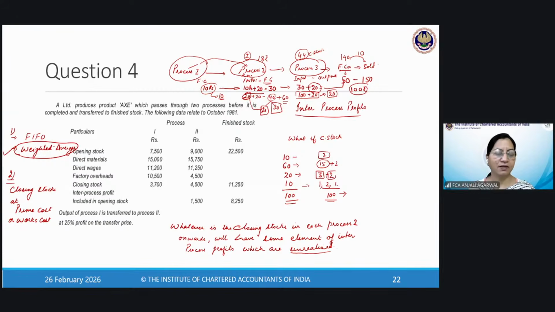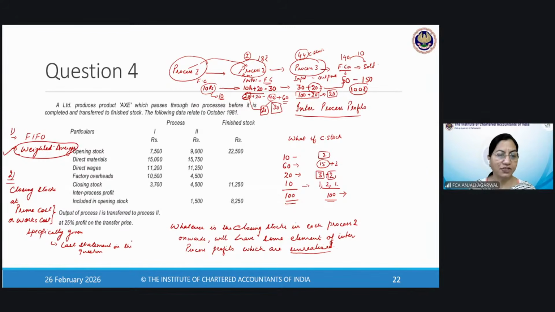Secondly, the closing stocks can be valued either at prime cost or at works cost or factory cost. This may specifically be given. And if this is specifically given, it is generally given as the last part of the question. This is generally given as the last statement in the question. So don't start doing the question before reading this.